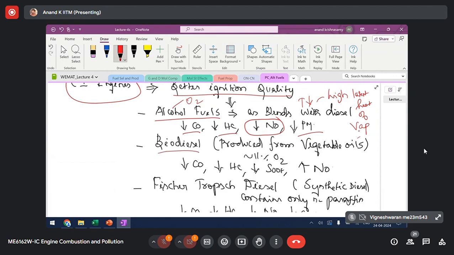Biodiesel, the source is vegetable oil. It's a renewable source. Any oil, vegetable oil, cooking oil can be used. Even non-edible oils can also be used, including the waste oil from restaurants.